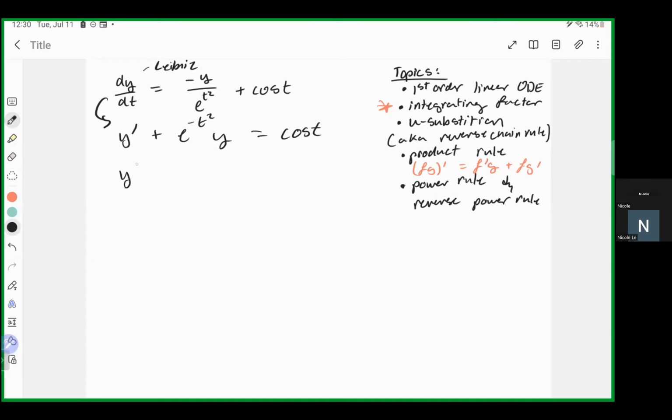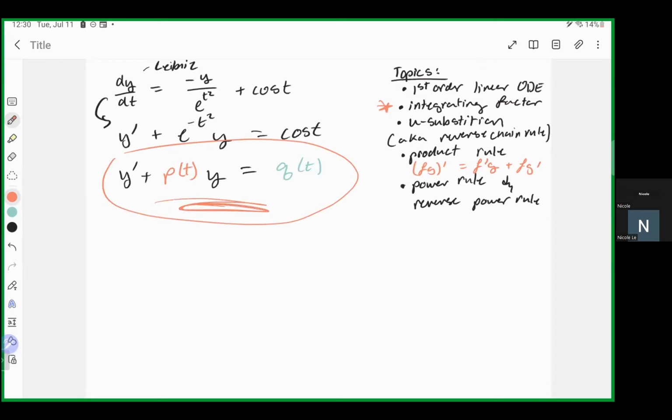Okay, so what exactly is this special form? I'll write it more generally as so. Okay, so the cosine t corresponds with the q of t. The e to the negative t squared corresponds with the p of t. So this is a more general form of the first order linear ODE, and we want it in this form before we apply the technique of integrating factor.